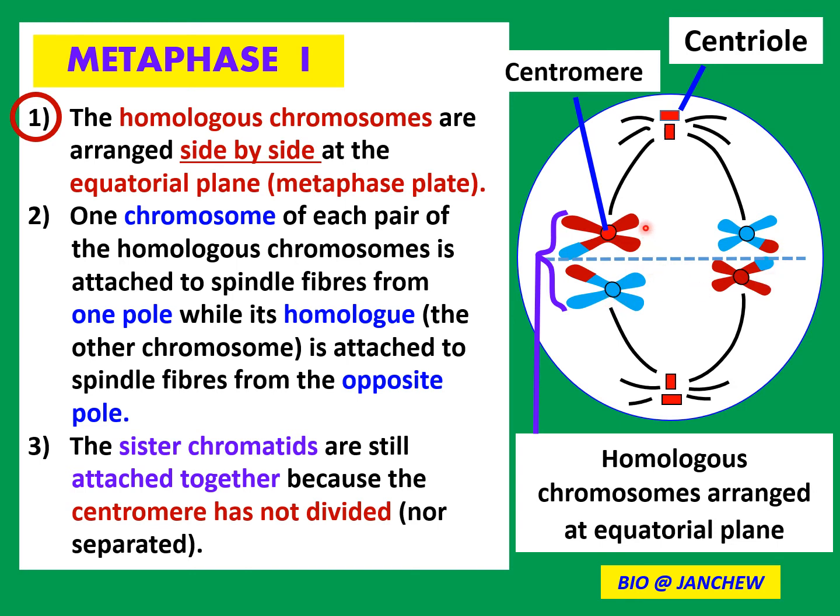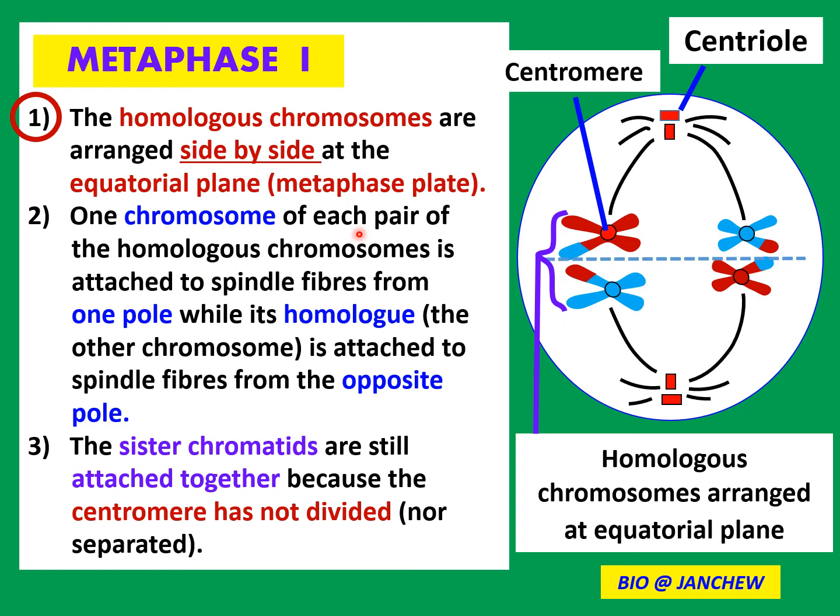So this is a unique situation that we don't see in mitosis, because in mitosis the chromosomes are all arranged like in a single file like that. Here the chromosomes are paired up. That only happens in metaphase I of meiosis.